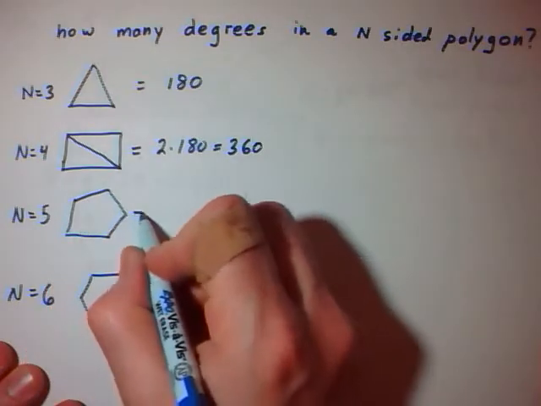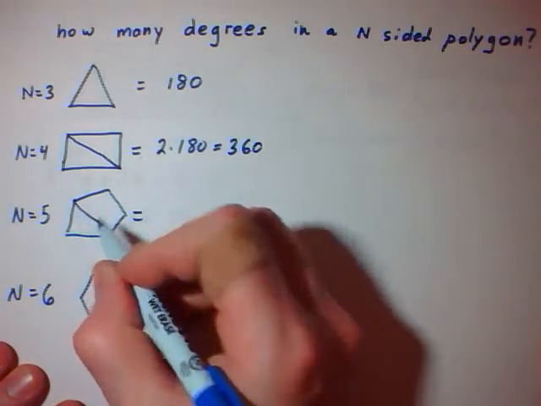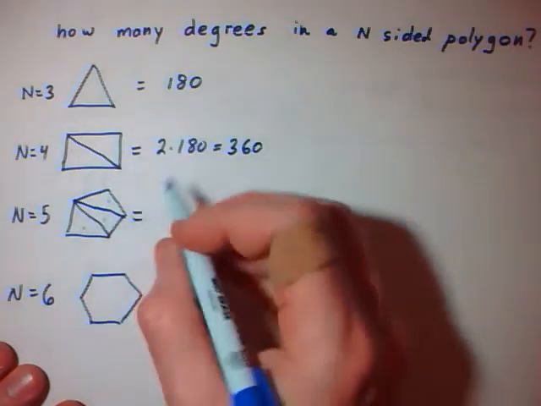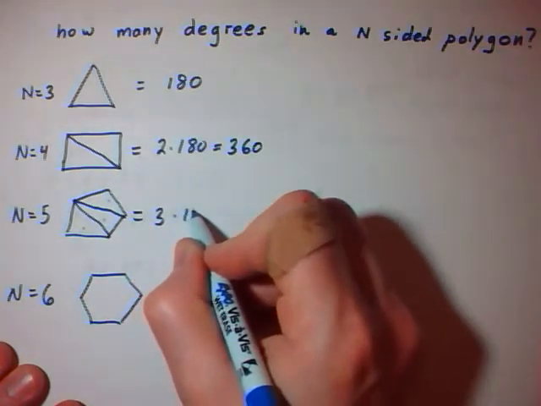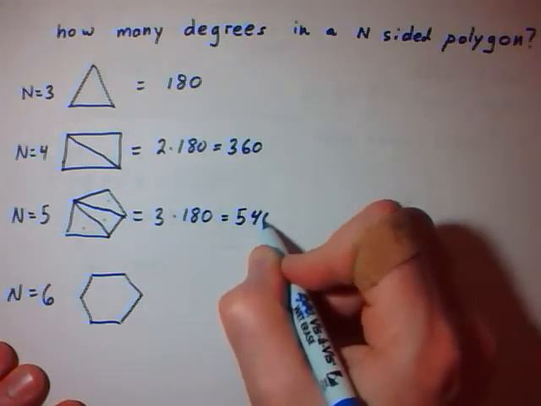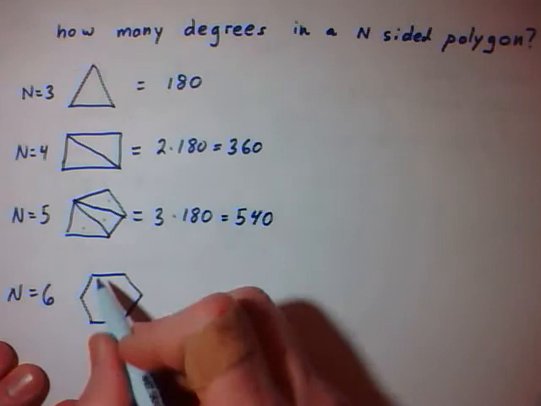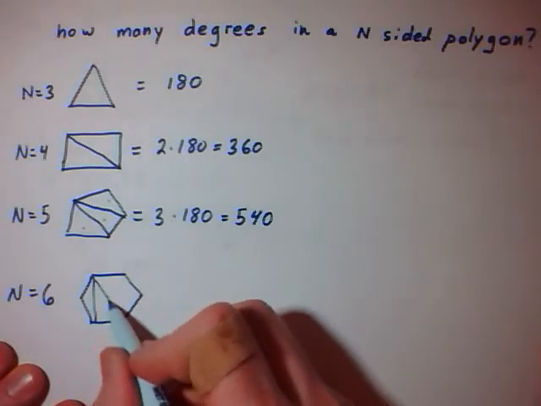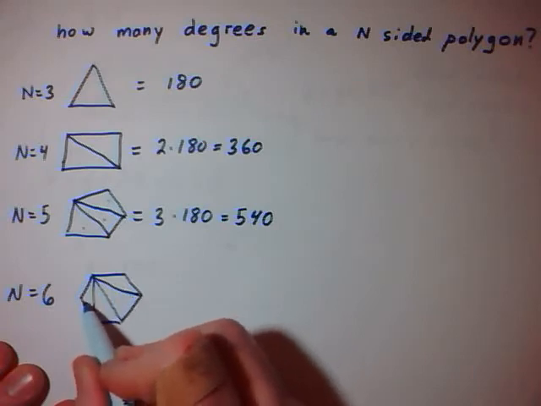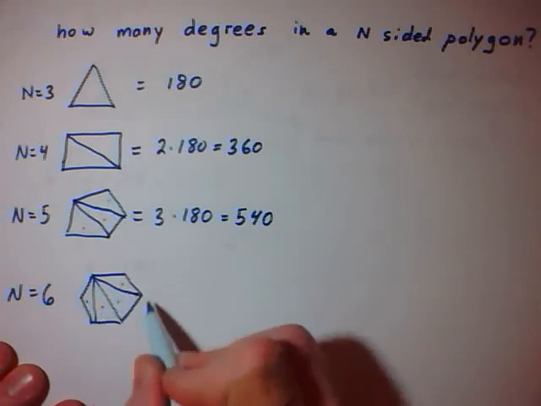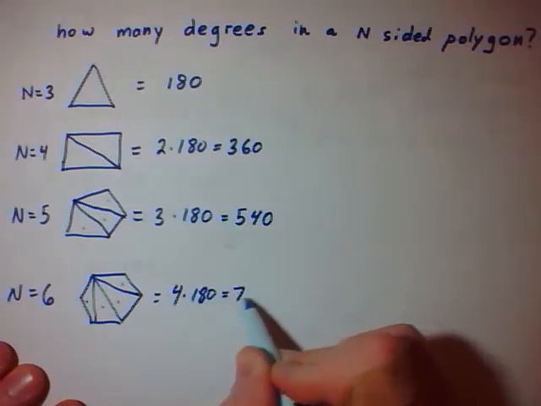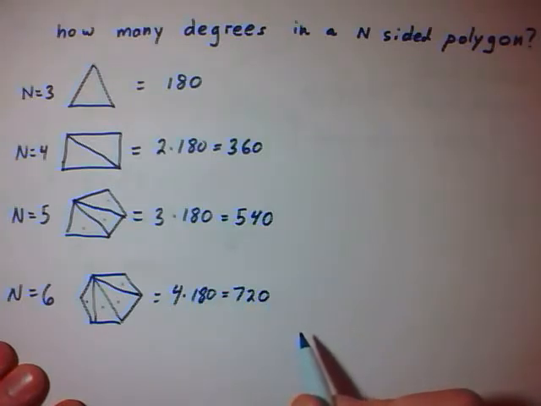For a 5-sided polygon, there are 3 triangles, 1, 2, 3. So 3 times 180, which is equal to 540 degrees. For a 6-sided polygon, there are 4 triangles, 1, 2, 3, 4. That equals 4 times 180, which is 720 degrees.